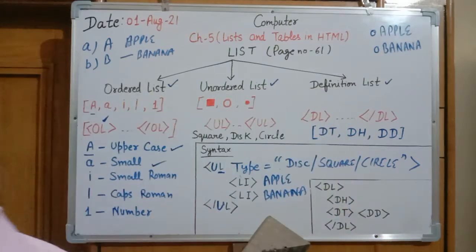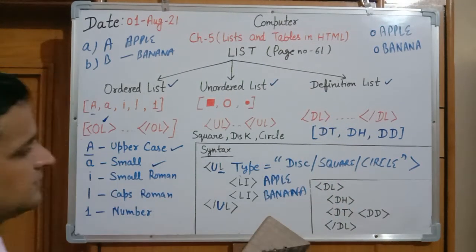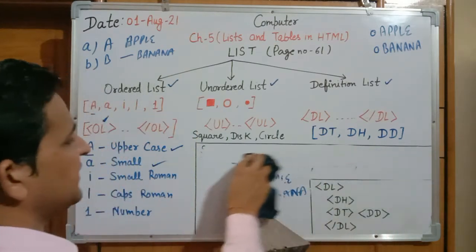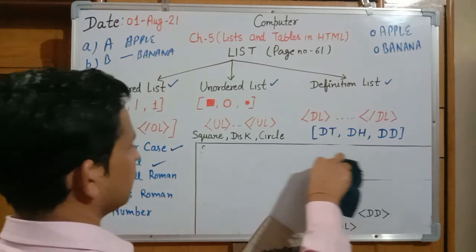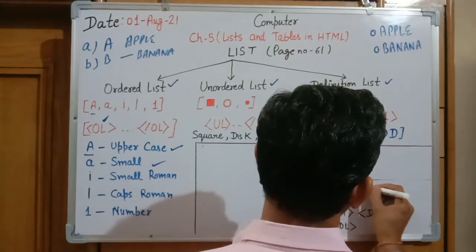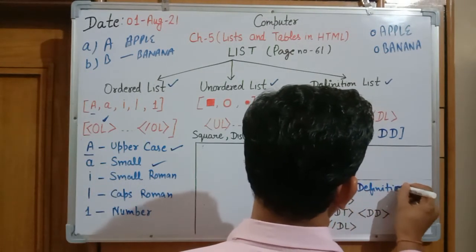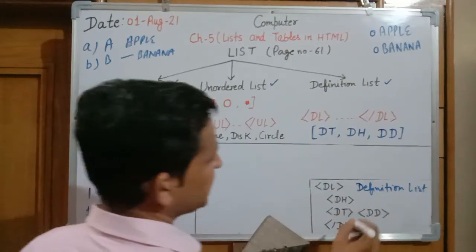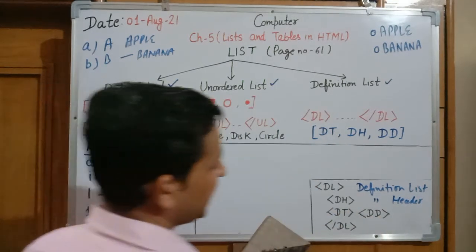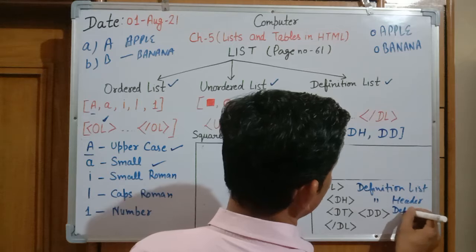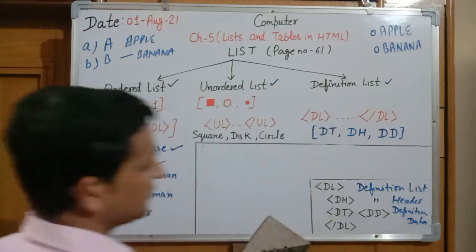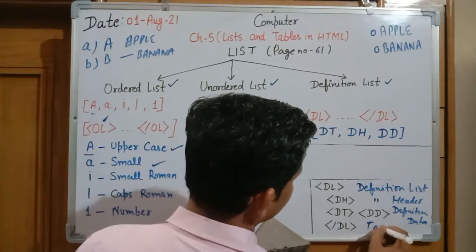Third type of list, that is definition list. It is a little bit different. How is it different? I'll explain through example. Definition list contains total 4 tags. First tag, it is having DL. DL means definition list. Second tag, it is having DH, that means definition header. Third, it is having DD, that is definition data. And fourth is DT, that is definition term.